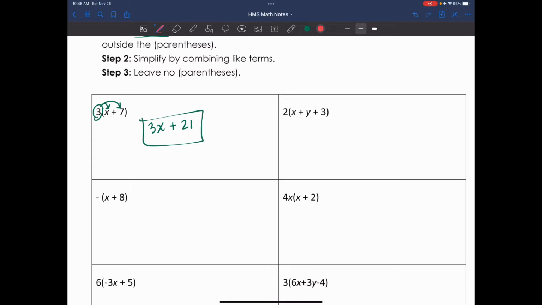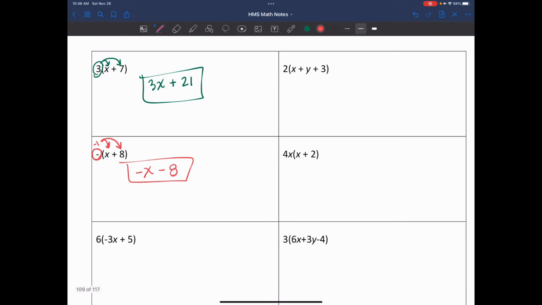This bottom right here, this is just a negative sign in front of it. So I'm going to pretend that that is a -1 and multiply it times everything inside my parentheses. So -1 times -x is 1x, but we don't write the 1 because we just know it's a positive x. -1 times positive 8 is -8. Next step, combine like terms. I don't have any like terms. I don't have any parentheses, so it looks like I'm done.